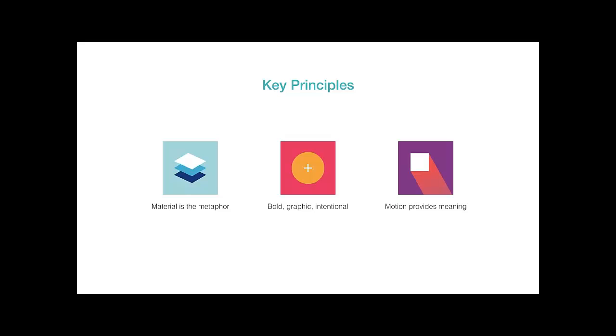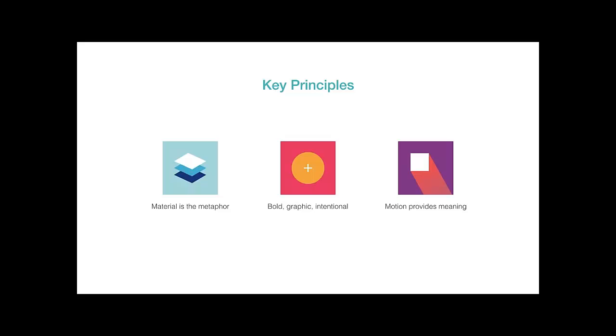The third principle is that motion provides meaning, which says don't do interactions just for the sake of it. Do interactions which convey something. For example, I press something and something moves from one place to the other. This is an example of interactions which really provide meaning. Material design, with its concept of layers, offers a lot of possibilities for interesting interactions and animations. That's the third principle.